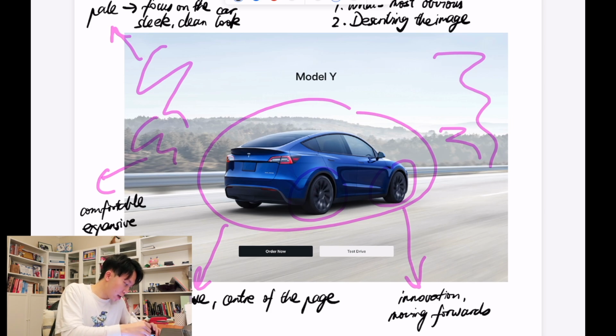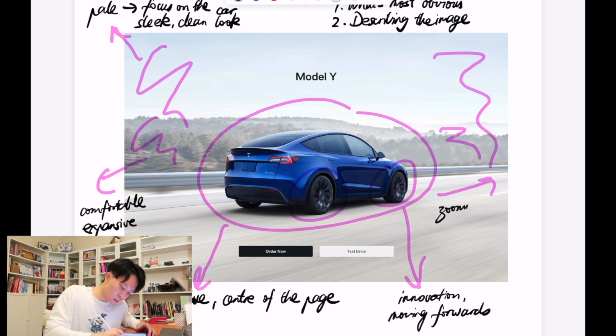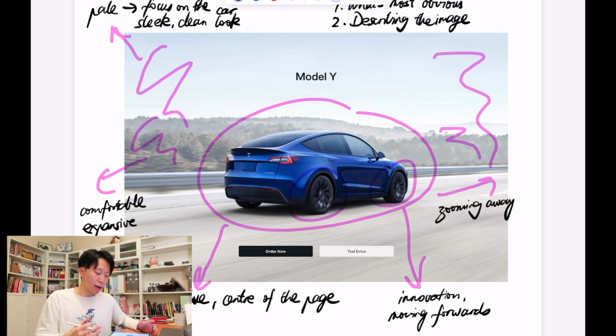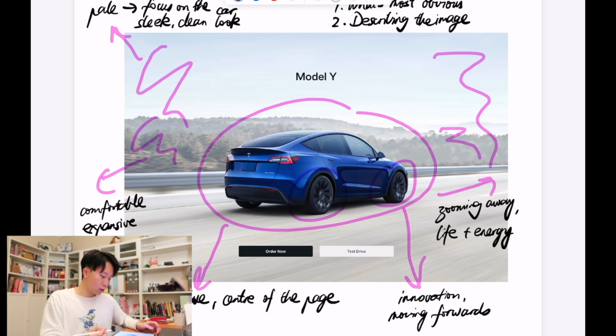The other point about the car is that it's traveling away from you. Why might it be traveling away from you? Or maybe the photographer just took the photo in this position. But to link it to the text, I might consider that it gives a sense of zooming away, which ties in with the wheels spinning and gives a sense of life and energy as well. Those are the main points from the image.